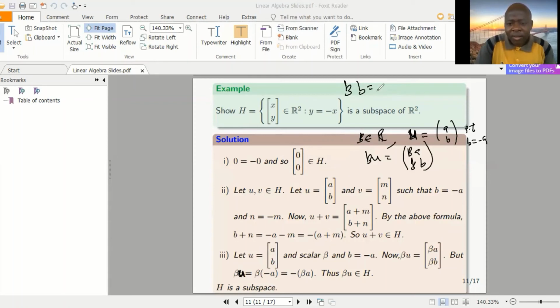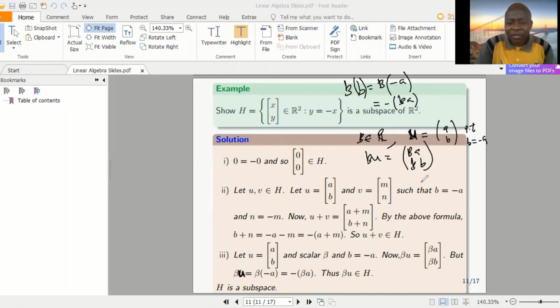This is the same as beta. What is B? B is negative N. I can use associativity and commutativity to write this as beta, so the negative comes out. So I've just shown that beta times B is the same as negative times beta A. So this second element is the first element times negative.